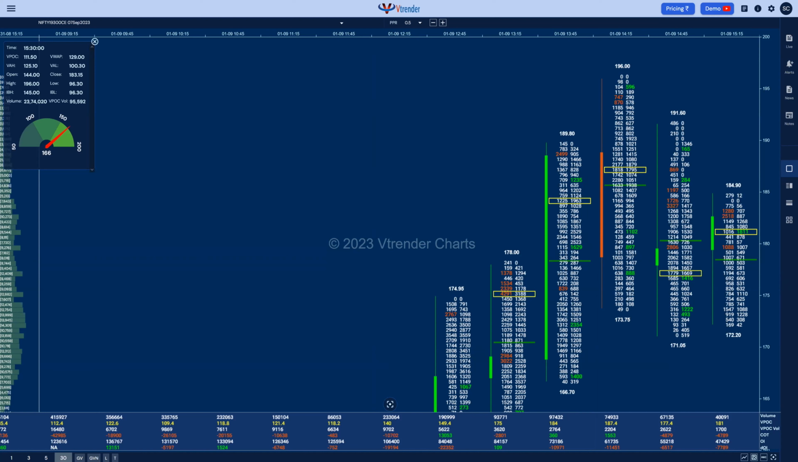So as you all must be aware, at VTrender, we have these three things which we use for taking trades. The first one is the market profile.